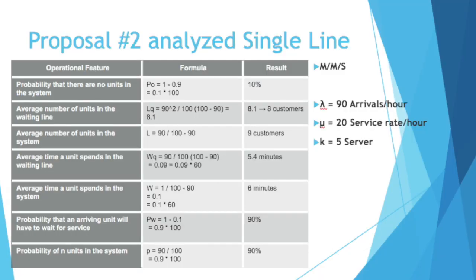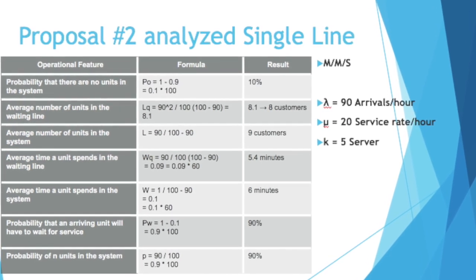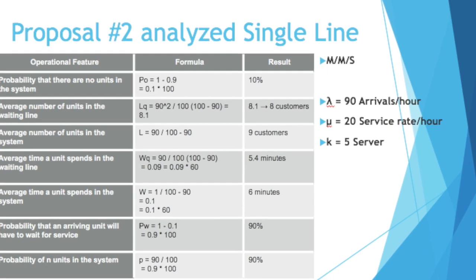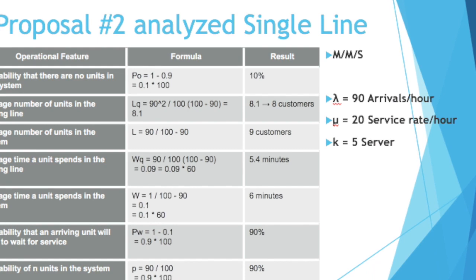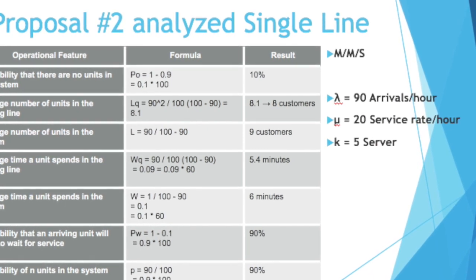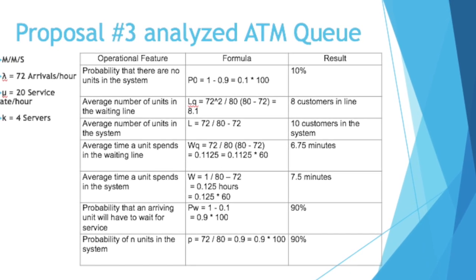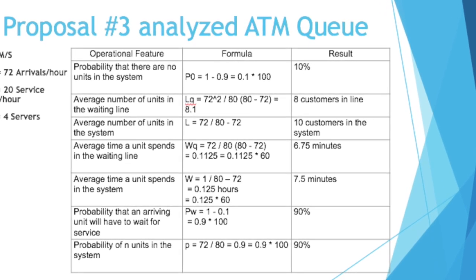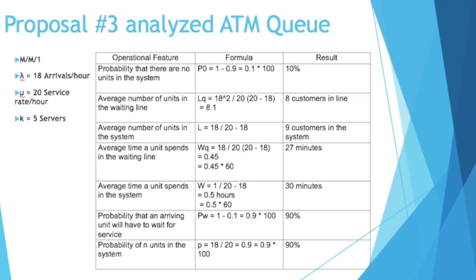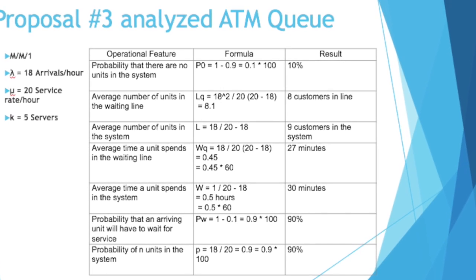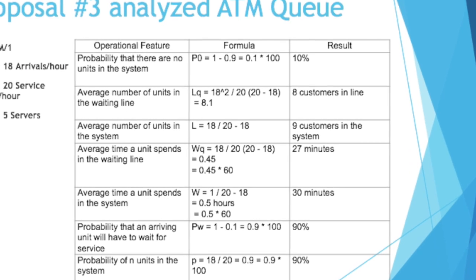The second option is a single waiting line where the average time a guest spends in the waiting line is 5.4 minutes and 6 in the system. This option will have 5 servers. And the third option is implementing an ATM queue where there will be a fast service with the ATM and a normal line for the guests that don't want to use it. The average time a guest spends in the waiting line is 16.8 minutes and 18.75 in the system.